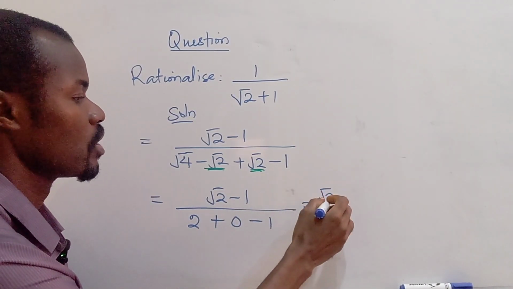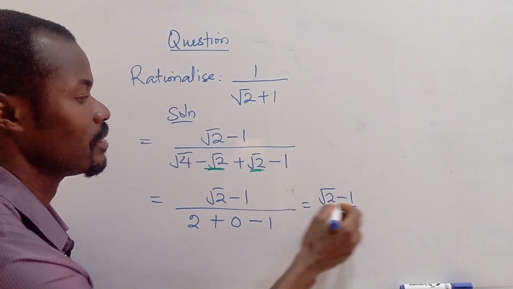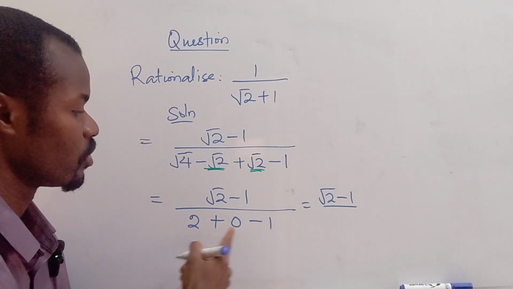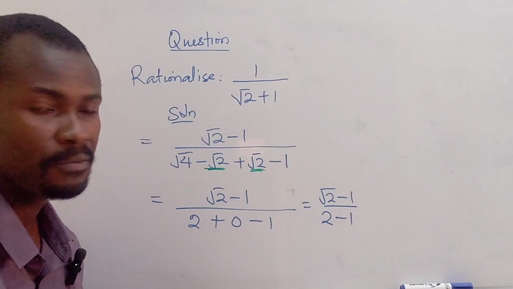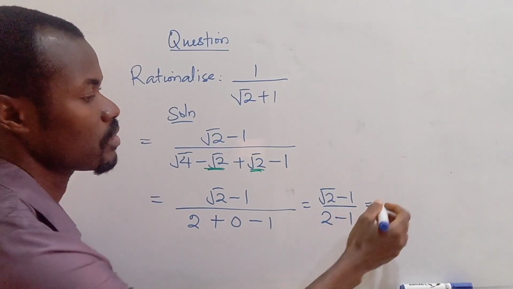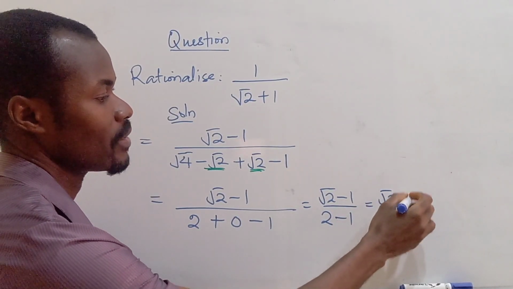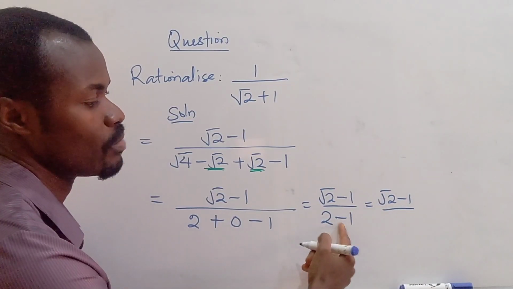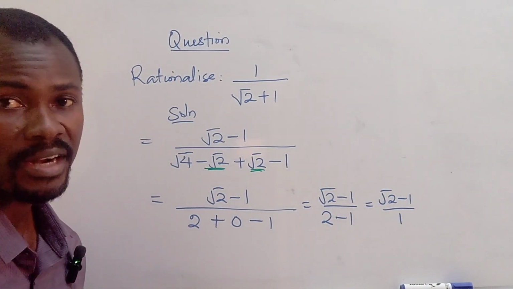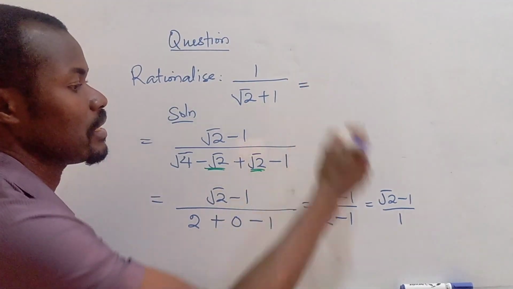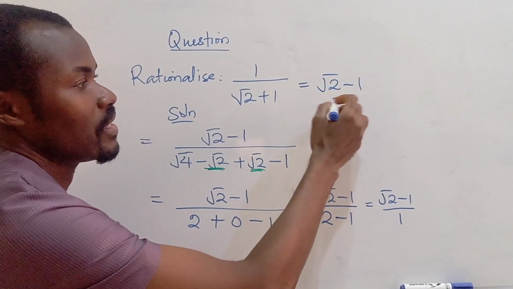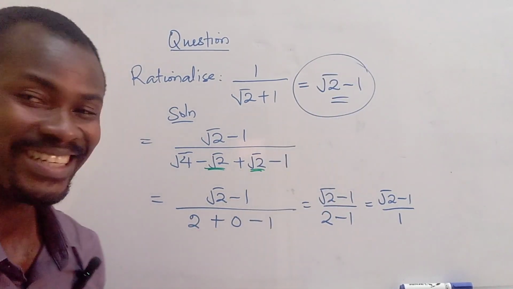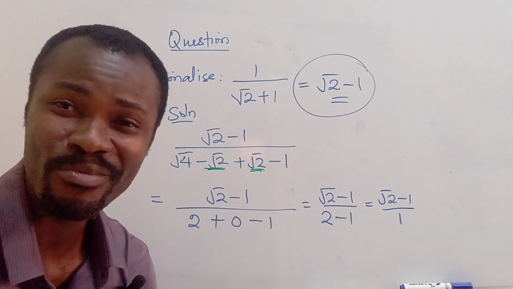So this is going to give us square root 2 minus 1 divided by 2 plus 0, which gives us 2. And we have minus 1. This is going to give us square root 2 minus 1 divided by 2 minus 1, which is 1. So the solution to this is square root 2 minus 1. So that gives us a simple solution to this simple problem.